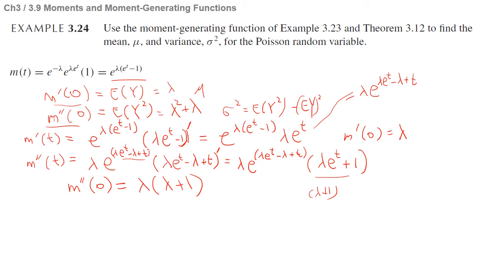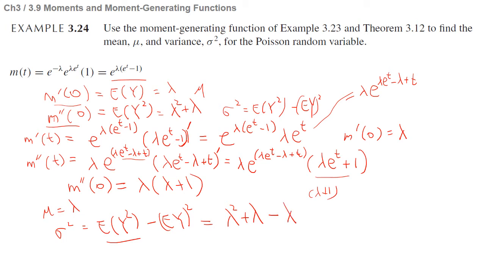Okay, so the expected value of y squared is lambda squared plus lambda, and the expected value of y is lambda, and so mu is lambda, and sigma squared is the expected value of y squared minus the square of the expected value of y. This is lambda squared plus lambda, minus lambda squared, so this one cancels and this is lambda. So as a result, the mean mu is lambda, and the variance sigma squared is again lambda for the Poisson distribution.